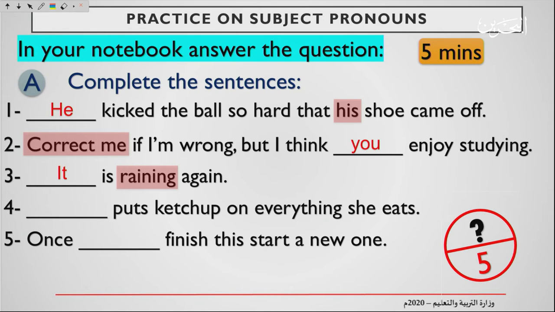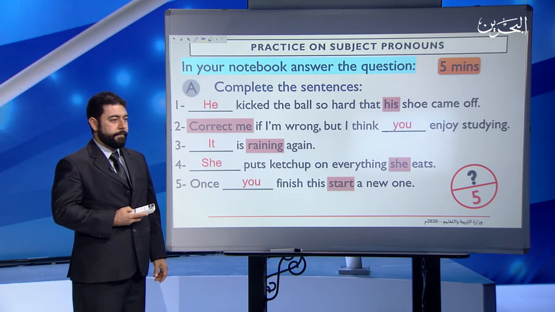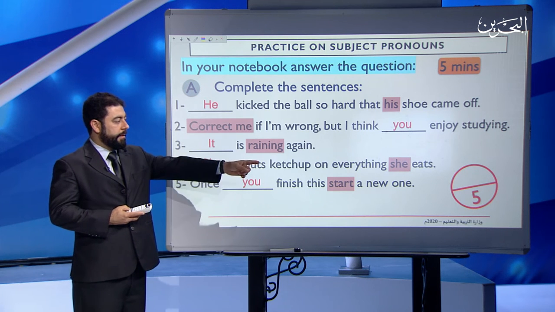Four, puts makeup on everything she eats. Find the keyword. Yes, it is she. And knowing that, the answer is she. Number five, once finished, they start a new one. Start. They start a new one. So, just like that, it is an imperative. You are ordering the one in front of you to start a new thing. Grade yourself out of five.